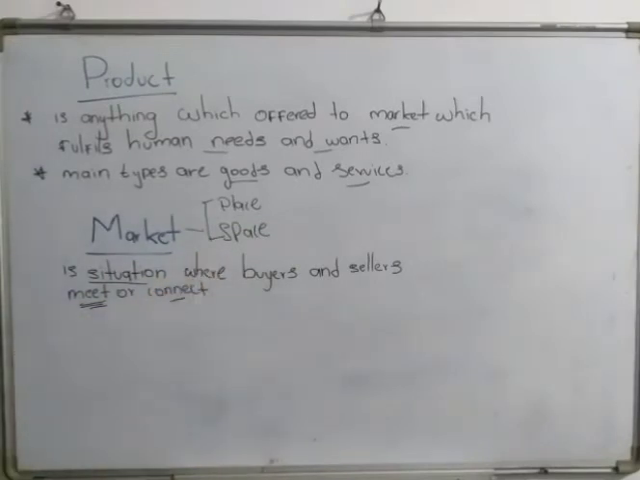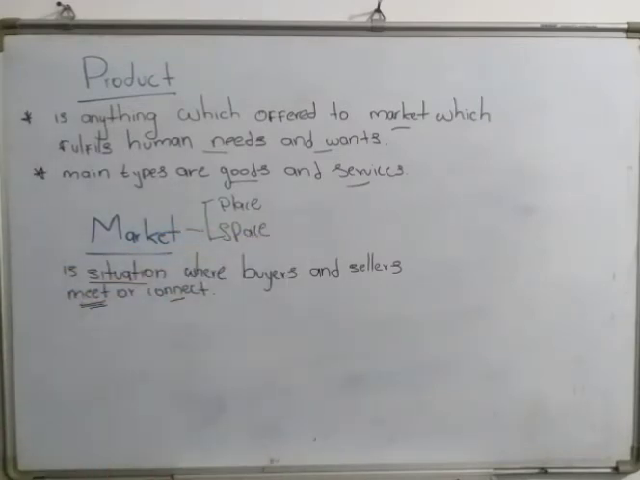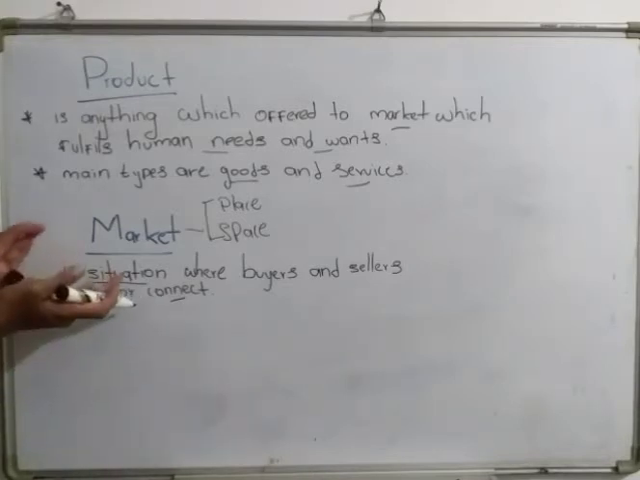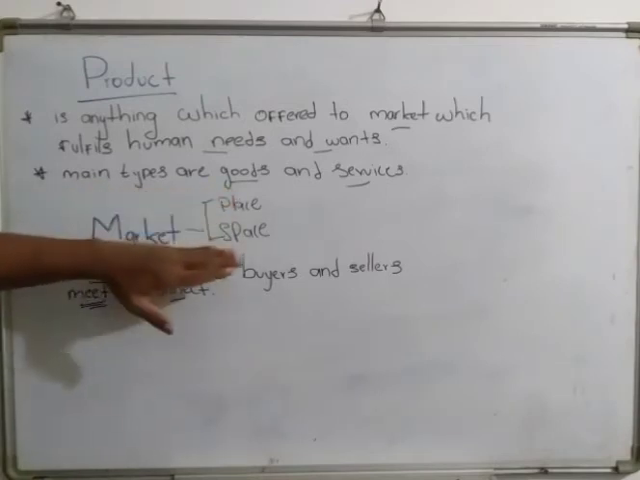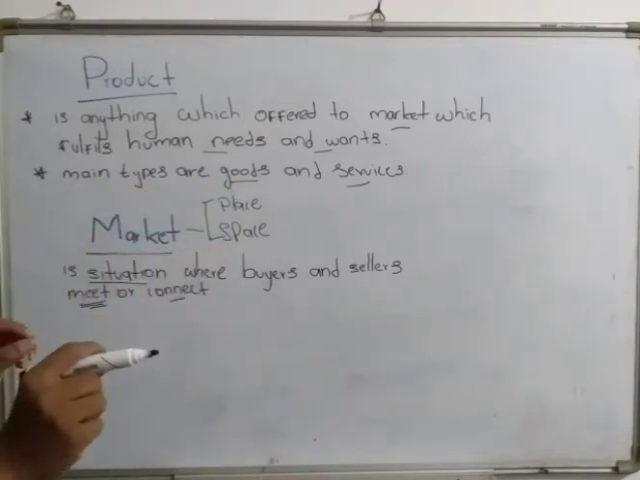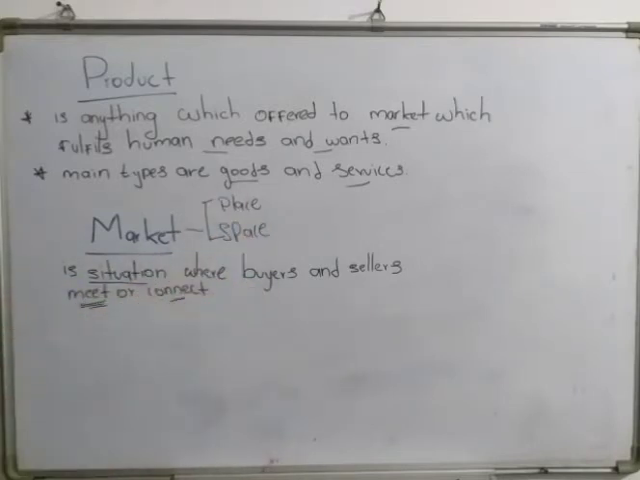Market space: through internet facilities, buyers and sellers connect with each other. For example, Alibaba, eBay, and Daraz are known as market space. That's why you should say market is a situation. When you say market is a situation, that includes marketplace as well as market space. Market is a situation where buyers and sellers meet or connect.